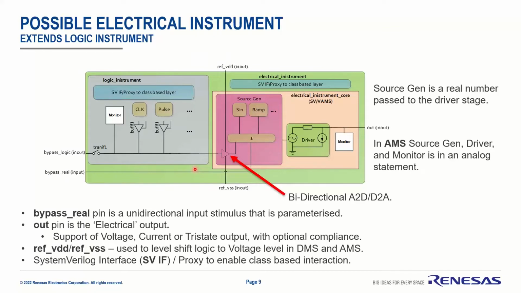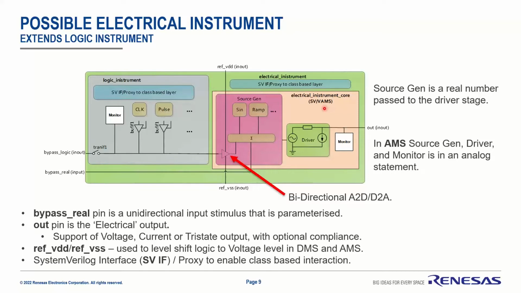The extension of the logic instrument to make an electrical one is fairly straightforward. We instance a logic instrument within an electrical one. The electrical one has the same sort of interface to connect to the class-based layer so that your test case from the software side can speak to it. Here, though, we have a core element, and that core element has to have two views. One's a SystemVerilog view, and one's a Verilog-AMS view. The SystemVerilog view is there to provide a DMS stimulus, and the AMS one is there to create the AMS stimulus.